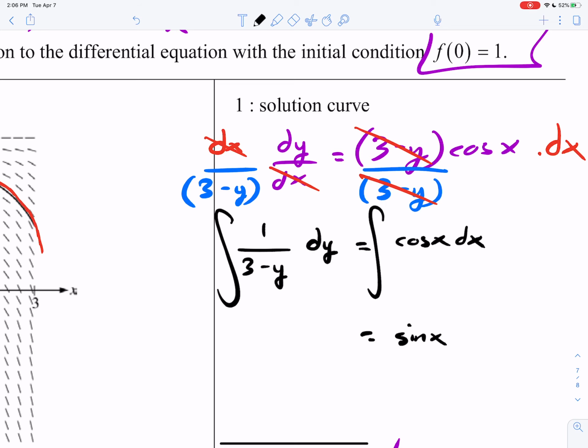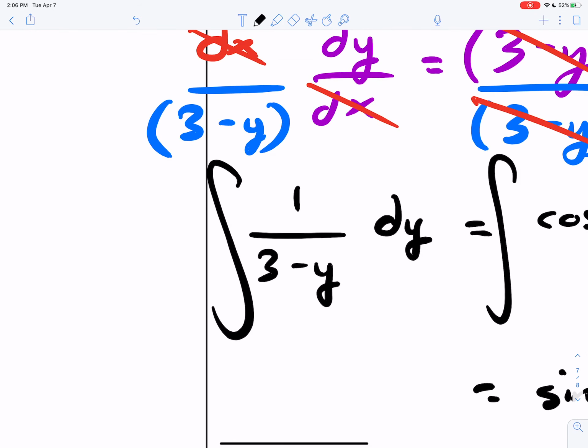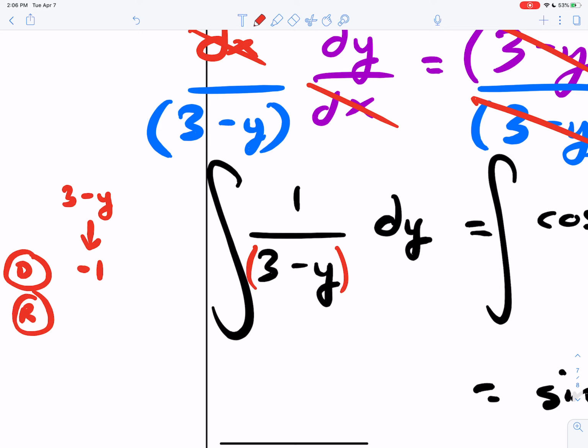Now over here, it's 1 over something linear, so you know it's going to be a natural log. But notice how this right here is not a simple linear. If you take the derivative of 3 minus y, you're going to get negative 1. So we took the derivative, and then you take the reciprocal, which is negative 1 over 1, or the other way around. But you end up getting negative 1. That is what's going to pop out on the outside of your natural log.